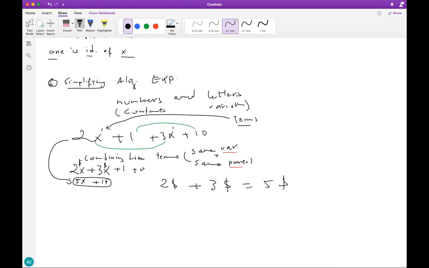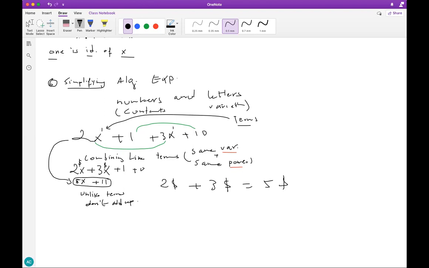Can we add these two? Can we add 5x and 11? I think no. That's right, we cannot add them because these are not like terms. Because one has x, the other one does not have x. They're what we call unlike terms. Unlike terms don't add up. So just leave it like that.